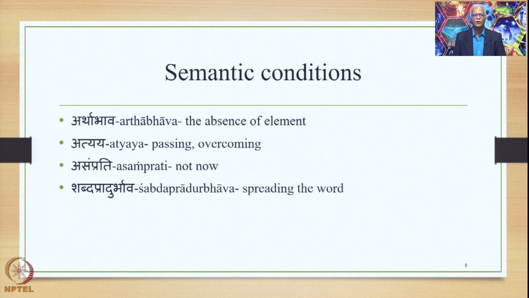As we said, we have already dealt with the first four semantic conditions, namely vibhakti, samipa, samriddhi and vriddhi. Now in this lecture, we shall focus on the next four semantic conditions and study how the avyayibhava samasa takes place when the avyaya denotes these meanings. These meanings are arthabhava, namely the absence of an element, atyaya, which is passing or overcoming, asamprati, which means not now, and shabda pradurbhava, spreading the word. These are the four semantic conditions. Let us study them in detail and study how the avyayibhava samasa is generated.